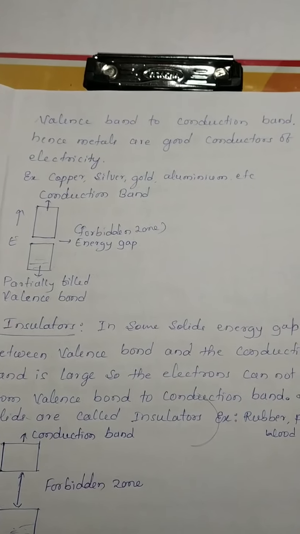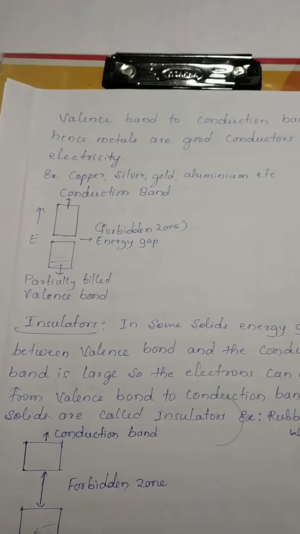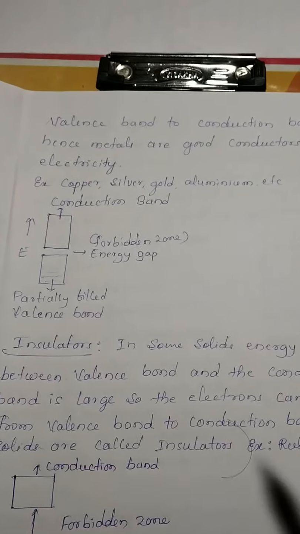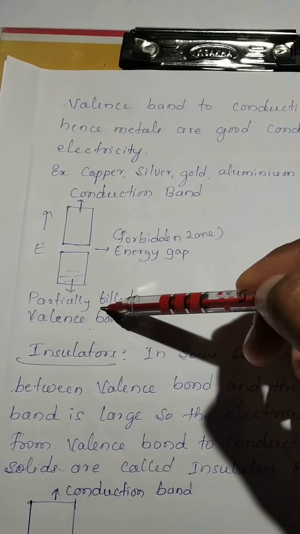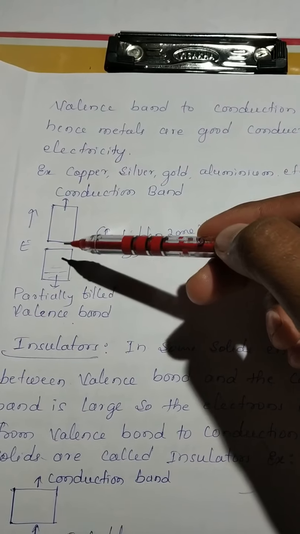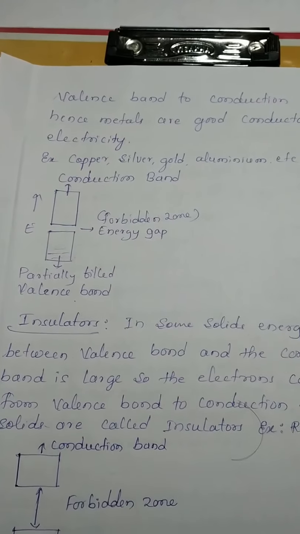Examples: copper, silver, gold, aluminum. These are good conductors of electricity. In solid state, these metals conduct electricity. See, as I said already, the valence band is partially filled and the conduction band is empty. The energy gap is very small, so electrons can easily jump from this level to this level, hence it conducts electricity.